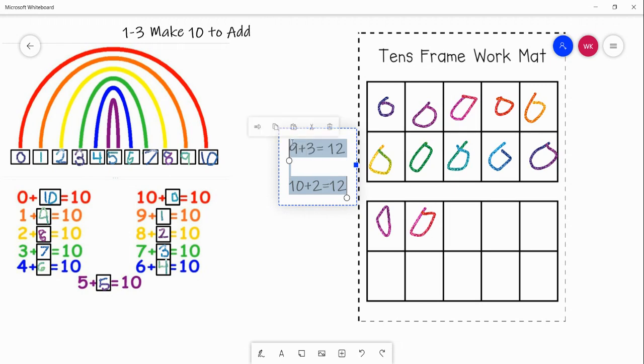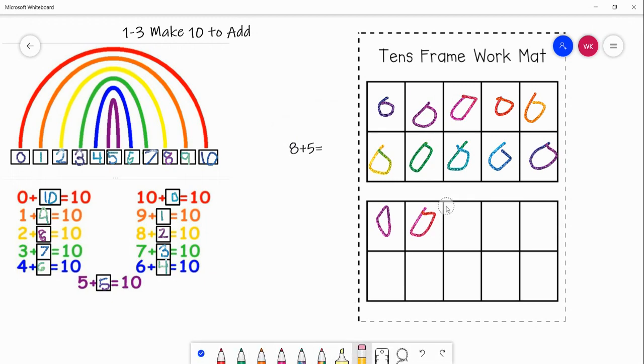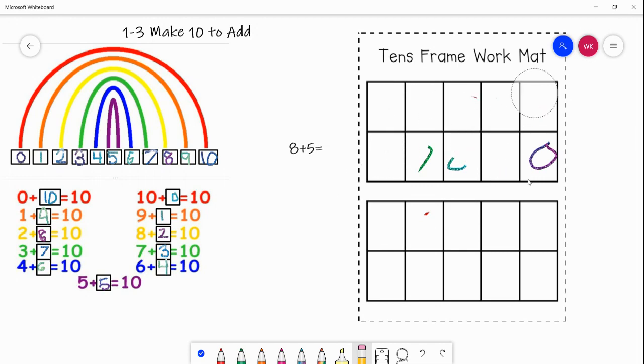So our next equation is going to be 8 plus 5 equals we don't know. So let's figure out which other number makes 10 with 8. We're going to use our handy dandy rainbow. So 8 and 2. So we know that 8 plus 2 equals 10. So we are going to be taking 2 from 5. So 5 minus 2. We're going to be taking 2 from 5 to get 10.